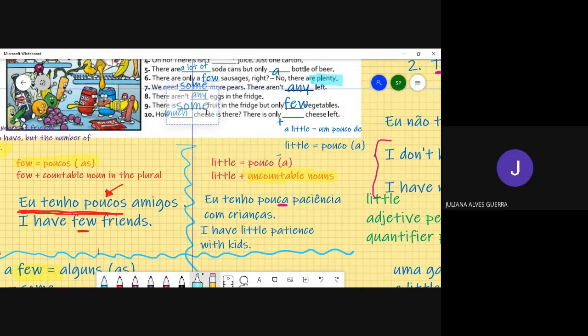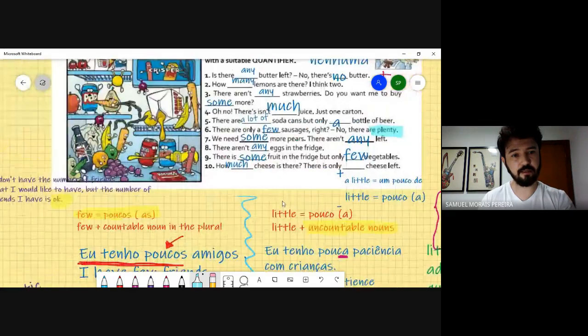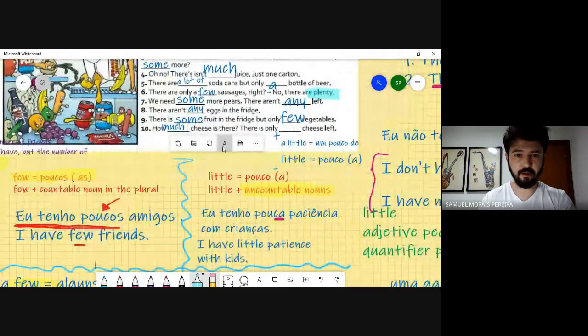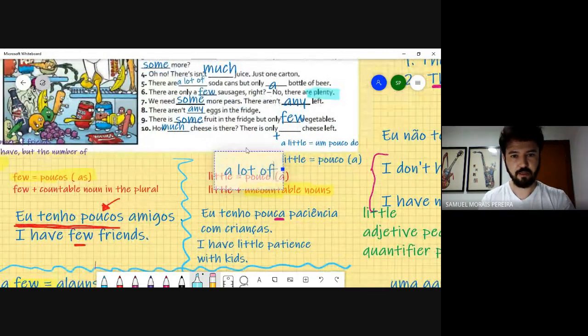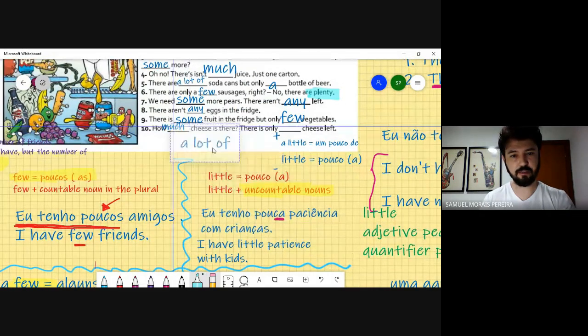O que, Ju? Eu coloquei a lot of, pode ser? There is a lot of fruit in the fridge? Pode. Se você considerar esse tanto de frutas aqui como muitas, você poderia usar a lot of sim. Gramaticalmente, there is no problem, ok? A lot of fruit in the fridge. Até faz um certo sentido, né? Se você pensar que do outro lado foi usado poucos, né?